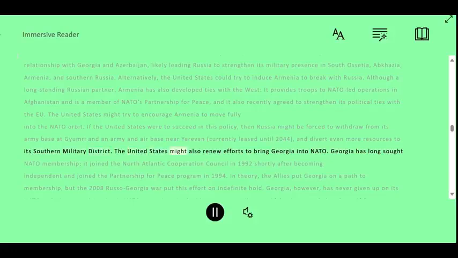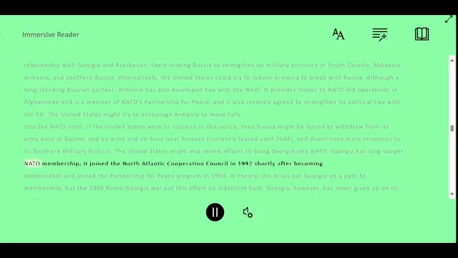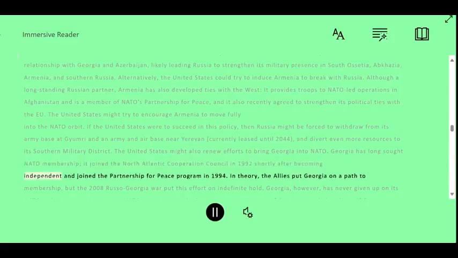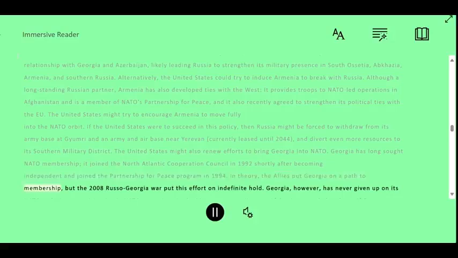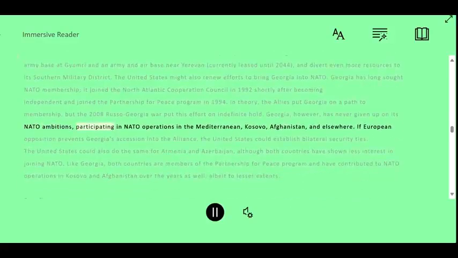The United States might also renew efforts to bring Georgia into NATO. Georgia has long sought NATO membership. It joined the North Atlantic Cooperation Council in 1992 shortly after becoming independent and joined the Partnership for Peace program in 1994. In theory, the Allies put Georgia on a path to membership, but the 2008 Russo-Georgia War put this effort on indefinite hold. Georgia, however, has never given up on its NATO ambitions, participating in NATO operations in the Mediterranean, Kosovo, Afghanistan, and elsewhere.